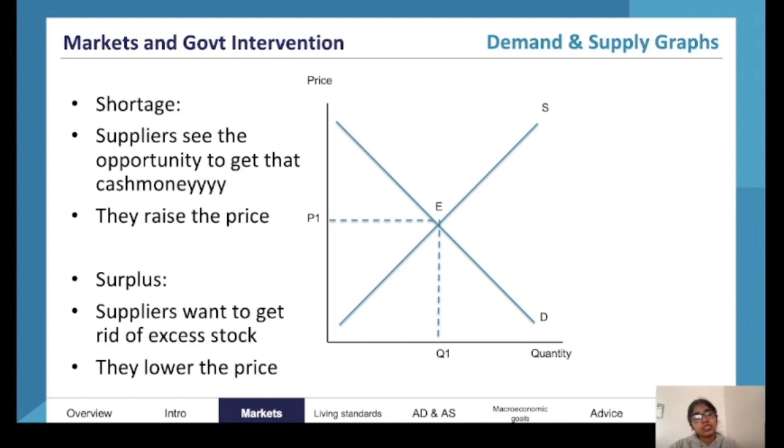So shortages. If there is a shortage, it means that suppliers see an opportunity to get more money. Shortage usually means that prices go up. They can raise the price because of that shortage. If there's a surplus, suppliers want to get rid of the extra stock that they have, and they actually just lower the price instead.